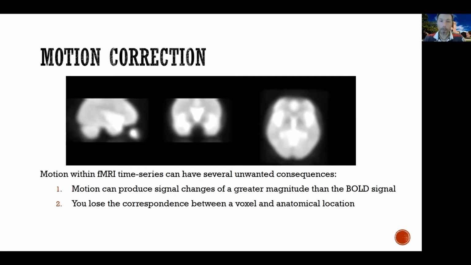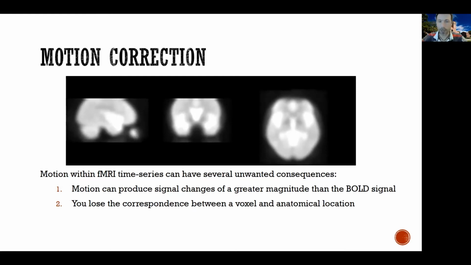The second problem is that we lose the correspondence between a given voxel and a part of the brain. If you look at the video right here, just imagine that where my cursor is, that's one voxel. Now, at the beginning of the sequence, my cursor is almost outside the brain, right here, but during motion, now it's inside the brain. So I'm losing the correspondence of which voxel stands for which part of the brain.